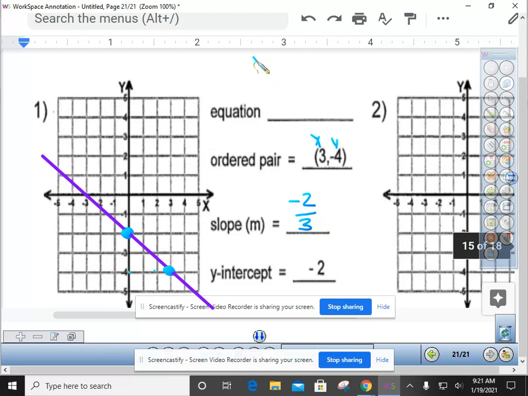So then I'm going to write the equation. Do you remember the formula? Y equals mx plus b. Get your stuff. We're moving on. Y equals mx plus b. So m is the what? It's the slope. So my equation is going to be y equals -2/3 x minus 2. So I have just written the equation for this line.